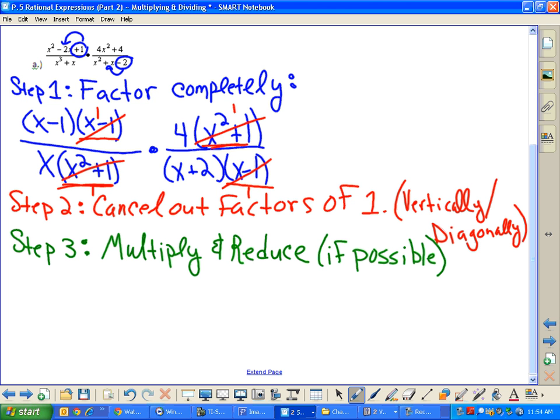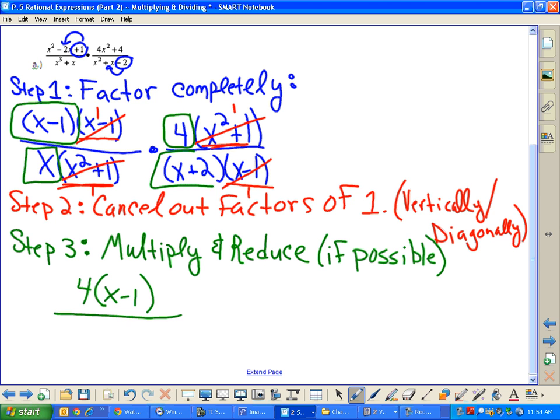When we multiply fractions, once again, we multiply straight across. What I see left over on the top is x minus 1 and 4. And when we multiply straight across, you get 4 times x minus 1. On the bottom, I see we have an x and an x plus 2. Taking x times 1 times x plus 2 times 1, I'm essentially just taking x times x plus 2. So x times x plus 2 is the product that appears on the bottom.